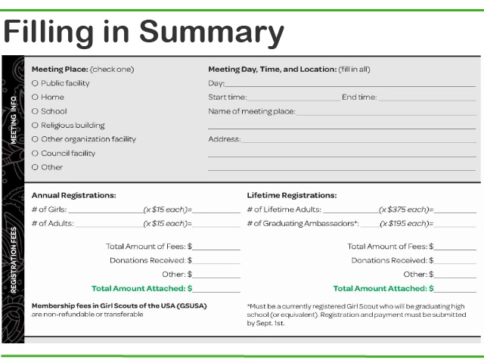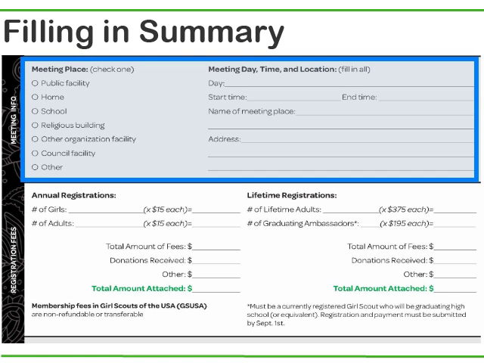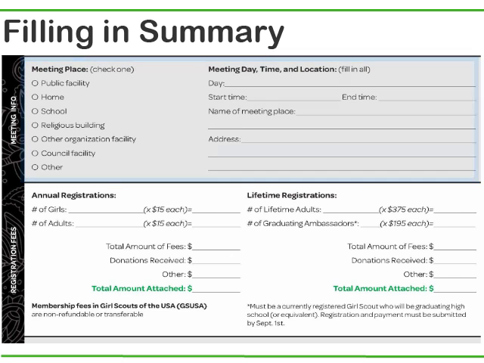On the next section of the form, make sure the following is complete and accurate. The type of meeting place: mark the box that best describes where the troop meets. Check that the meeting day and location are included, that the time of the meeting is included, and that the name of the location and address of the location where the troop meets is listed.